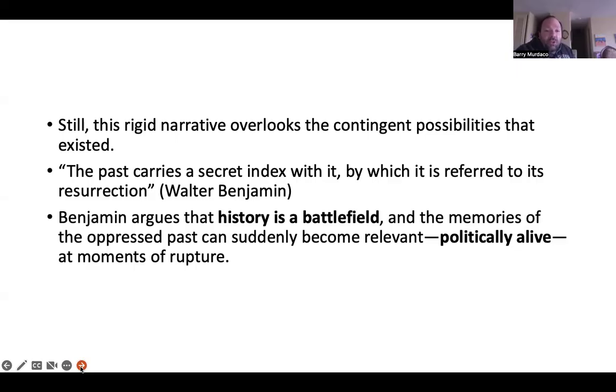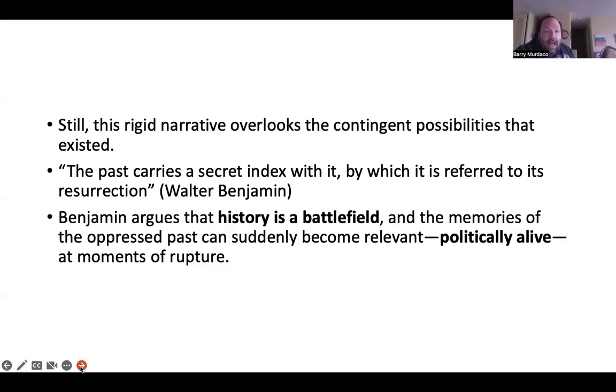I'll quote the German literary critic Walter Benjamin, who himself was a victim of the Nazis as well. He writes, "The past carries a secret index with it by which it is referred to its resurrection." Kind of an ambiguous phrase. That's kind of why I like it, though.